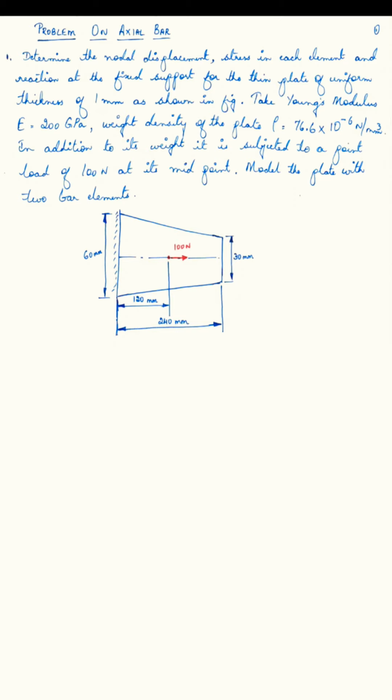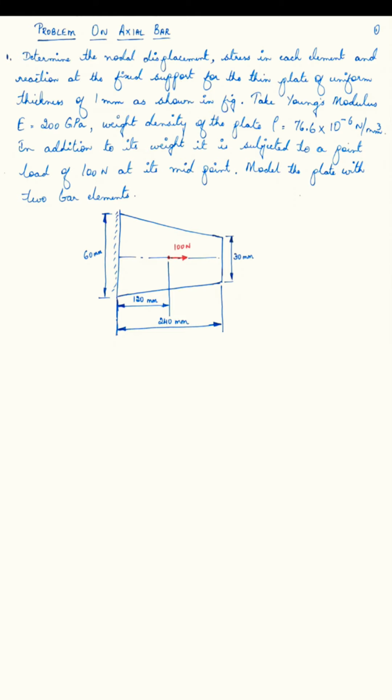So the problem statement says: determine the nodal displacement, stress in each element and reaction at the fixed support for the thin plate of uniform thickness of 1 mm as shown in figure. Take Young's modulus E equals 200 GPa, weight density of the plate rho equals 76.6 into 10 to the power of minus 6 Newton per millimeter cube. In addition to its weight, it is subjected to a point load of 100 Newton at its midpoint. Model the plate with 2 bar elements.